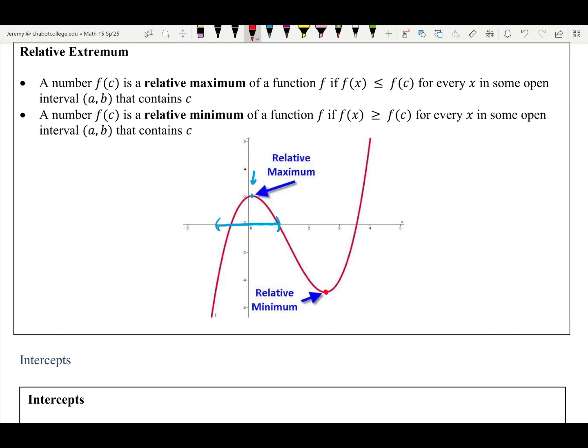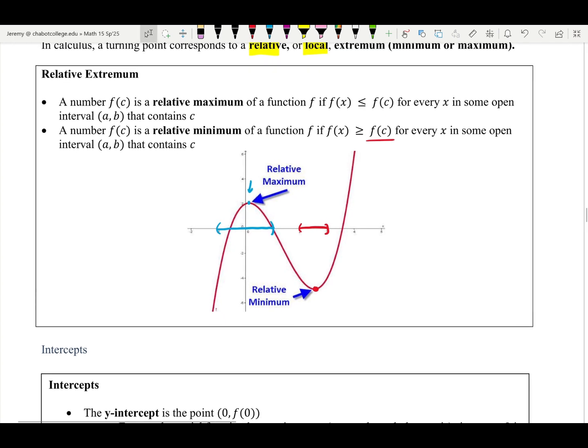Same concept, just we're talking about the smallest output of the function rather than the largest one. So this is where we have some number f of c, where f of c is less than or equal to f of x for every x in some open interval a to b. So like we could be looking from +2 to +3 for this example, how about? Right, there's no x value in that little subset of the domain that will give a smaller output value.